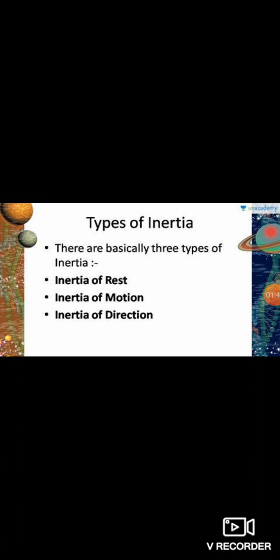Again, inertia of direction: when the bus turns to the left, you will move to the right. Especially you can observe this in mountain places. This happens due to the inability to change direction by itself. That is why it is called inertia of direction.